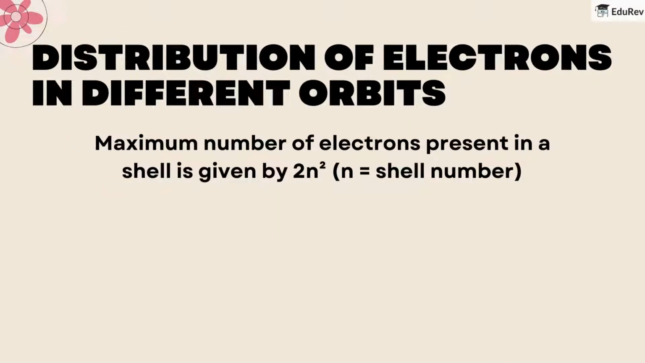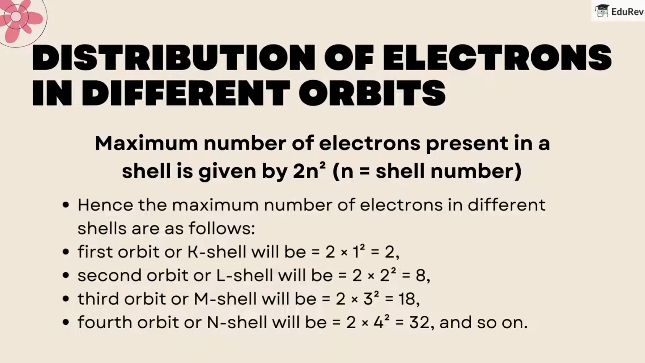The maximum number of electrons present in a shell is given by 2n², where n is the shell number. Hence, the maximum number of electrons in different shells are as follows. First orbit or K-shell will be equal to 2 times 1² is equal to 2. Second orbit or L shell will be equal to 2 times 2² is equal to 8.